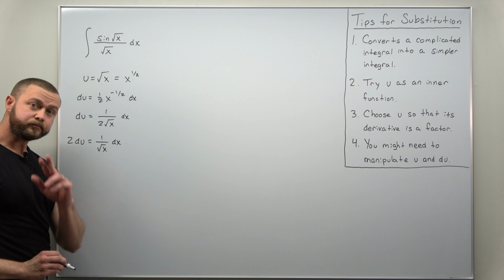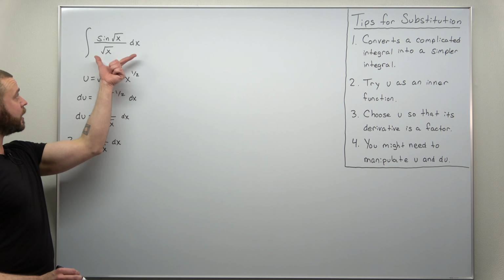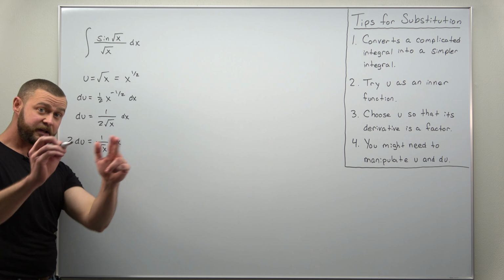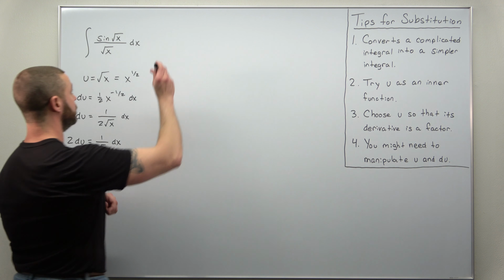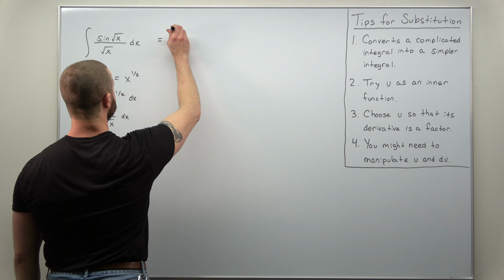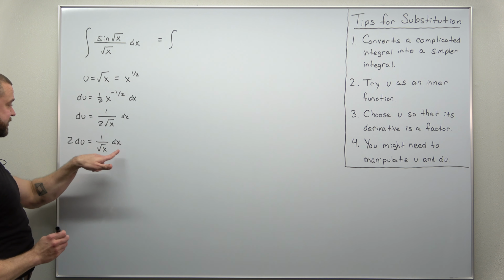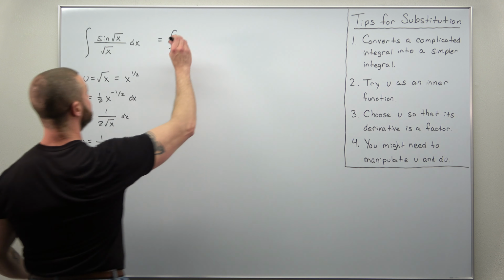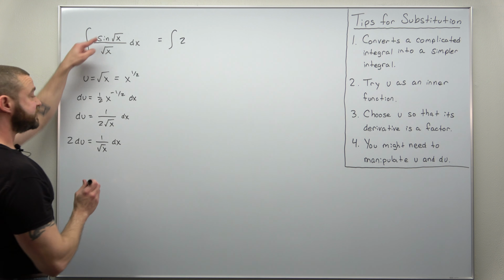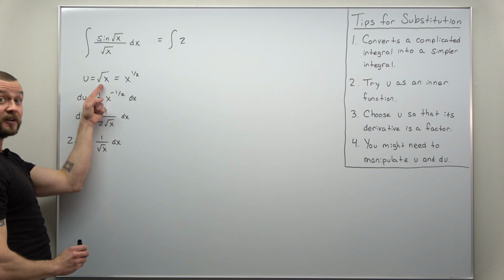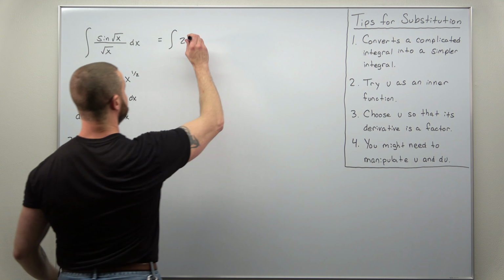And now we should be able to convert from our complicated x integral into a simpler u integral. So this should convert. 1/square root of x times dx converts to 2 du. And sine of square root of x is going to convert to sine of u.